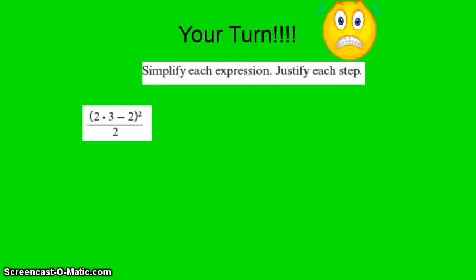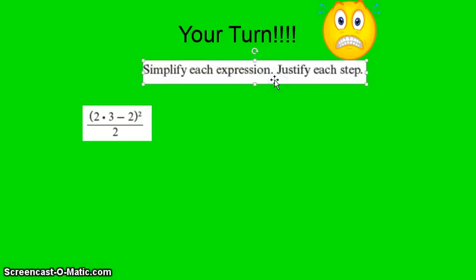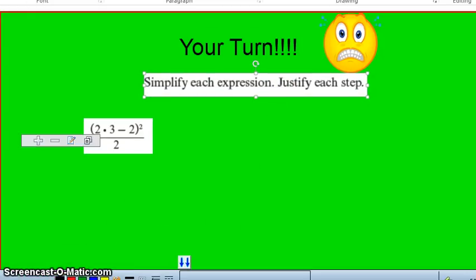All right, now let's look at the next example. Simplify each expression and justify each step. So we want to make sure that we justify all the steps that we take in this problem. We're using order of operations, so we start with parentheses. And inside parentheses, we want to use order of operations also. So here's this parentheses. We've got 2 times 3 minus 2. In order of operations, multiplication comes before subtraction. So we're going to do 2 times 3, which is 6, minus 2. Keep that in our parentheses.